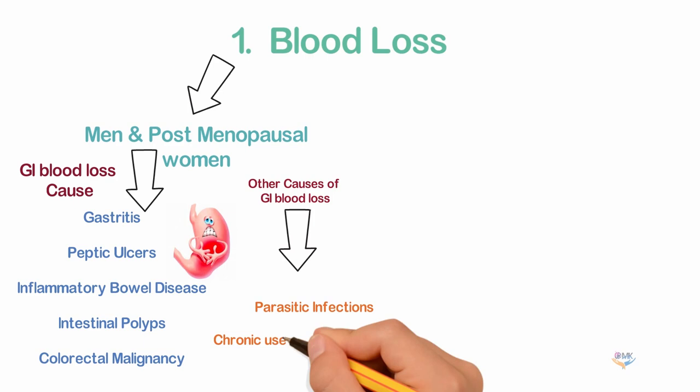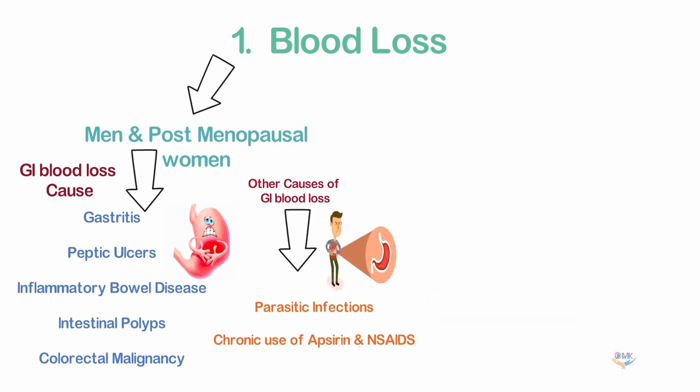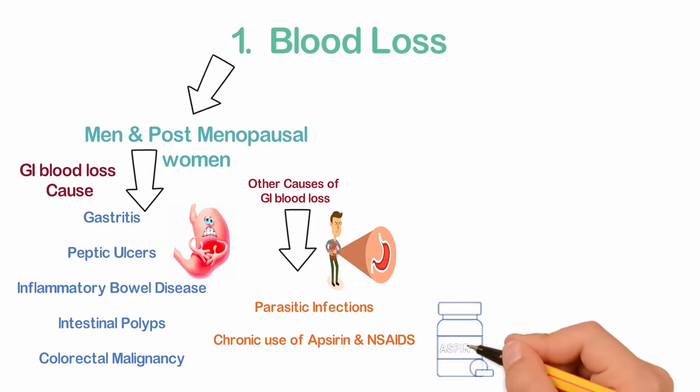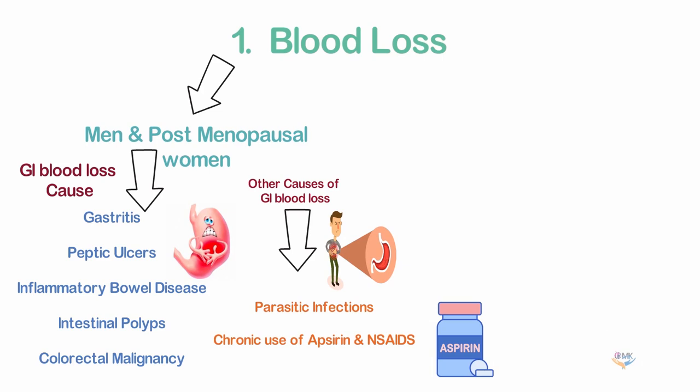Chronic use of aspirin can also cause damage to the stomach or intestinal lining, leading to development of erosions. These erosions may further cause bleeding ulcers. Chronic use of NSAIDs blocks the COX-1 enzyme and disrupts the production of prostaglandins in the stomach. NSAIDs can cause ulcers and bleeding.